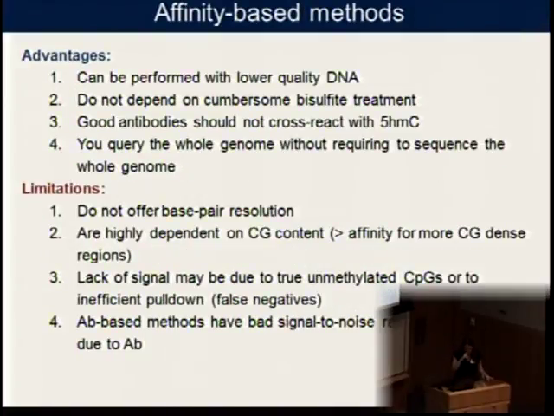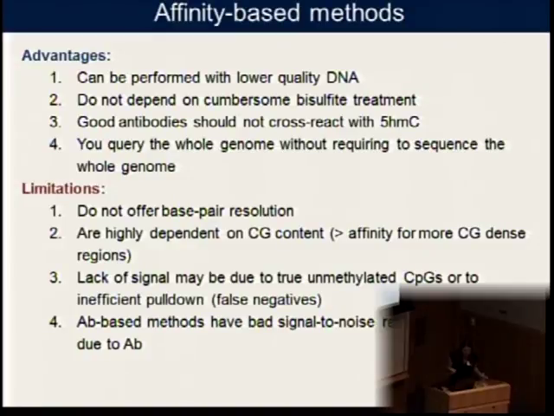Affinity-based methods, on the other hand, can be performed with lower quality DNA. They do not depend on bisulfite treatment. If you have good antibodies, and we believe we do have good antibodies, they should not cross-react with the other modifications of cytosine. And you get to query the whole genome without sequencing the whole genome. So even though you lose your base pair resolution, you still have your whole genome without sequencing the 70% of the genome that doesn't have CpGs.